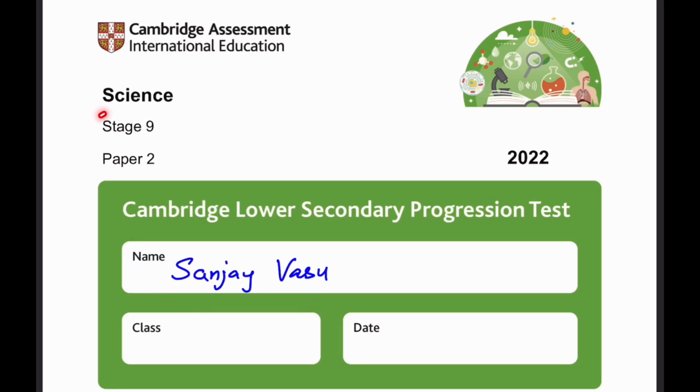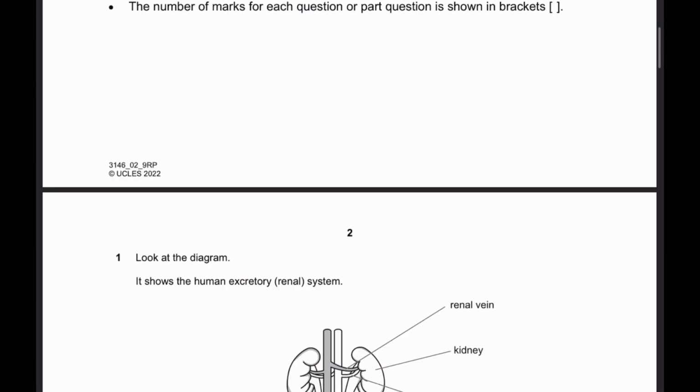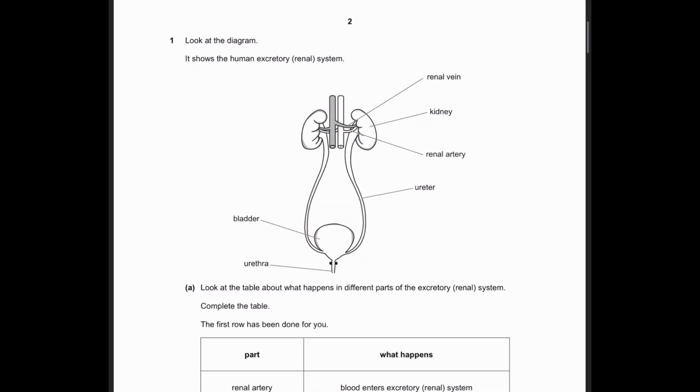Today I'm actually going to be doing Science Stage 9 Paper 2 2022 for a progression test. Let's start. Question 1. Look at the diagram. It shows the human renal or excretory system.